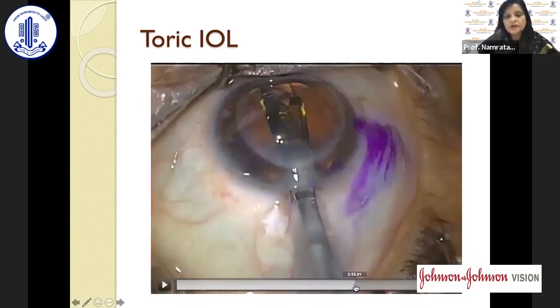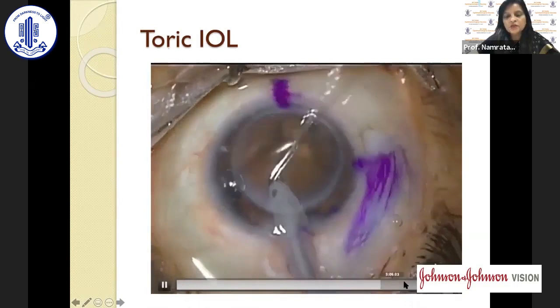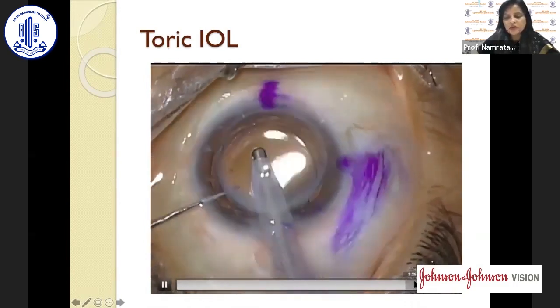And again, the markings have to be aligned to the axis. And again, this is a great option.